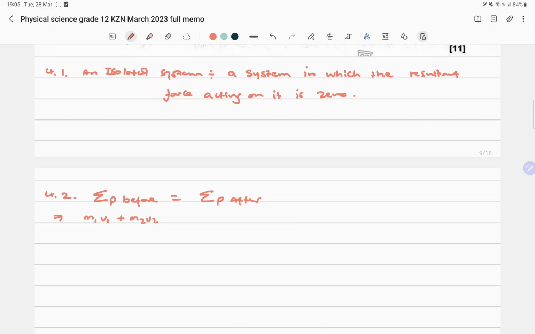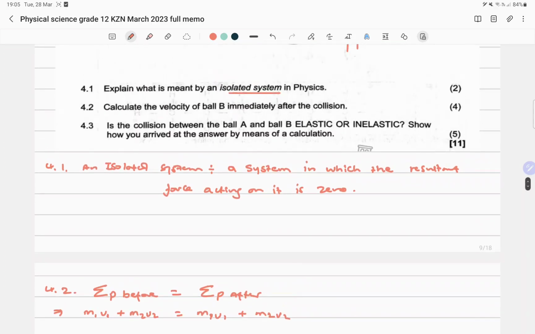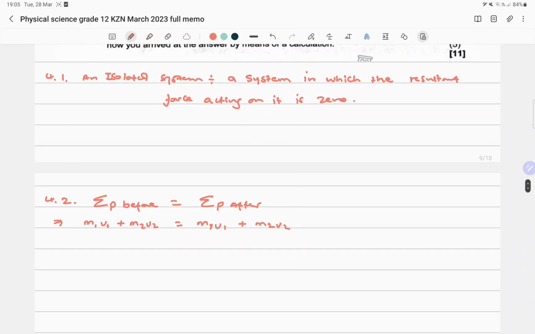I don't like this m1 v1. Anyway, so m1 v1 plus m2 v2. Okay, just leave me alone, guys. I am not interested. I don't know why they took away the u for initial and v for final, because that would have sorted this nonsense. These people like trouble, eh? They like to complicate matters.